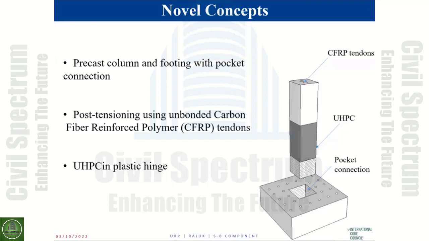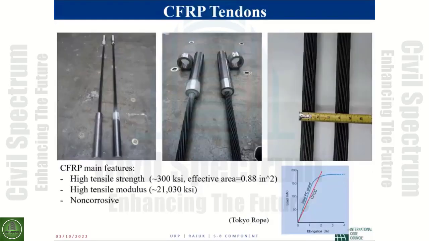As you can expect, we tested this column under near-fault earthquake. Near-fault earthquakes tend to cause major permanent displacement in conventional construction. So we wanted to see how effective these two technologies that we are bringing in are in eliminating or reducing permanent displacement. So these are the tendons. These are the CFRP tendons.